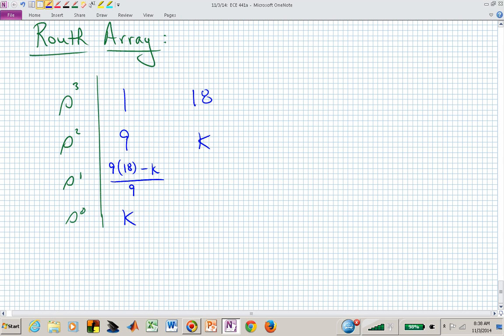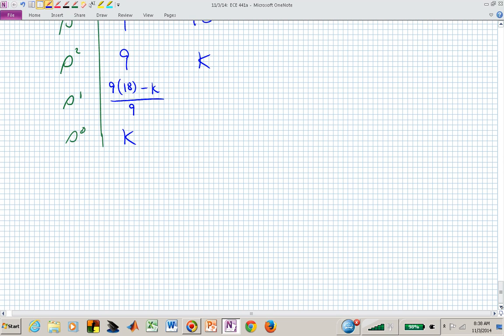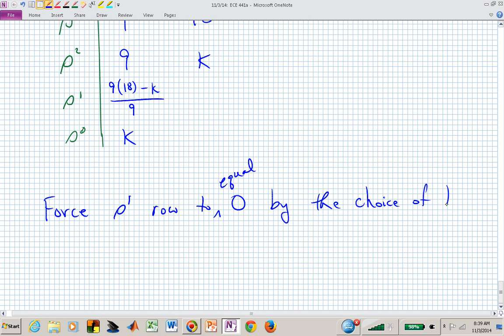Is that clear? What we're doing now is we're going to force the S1 row to equal 0 by the choice of K. Now, just for grins, is K going to be bigger than 10? How do you know that?